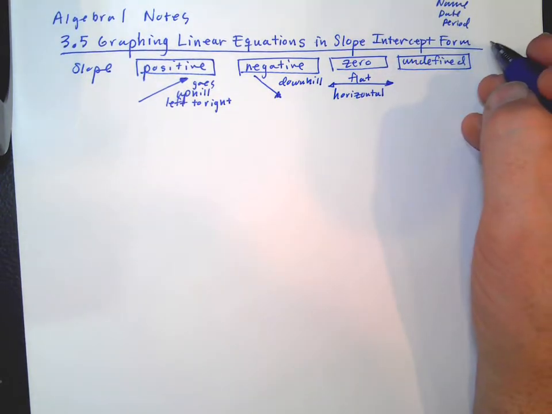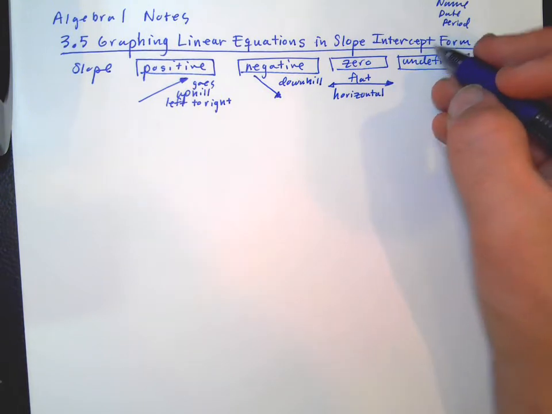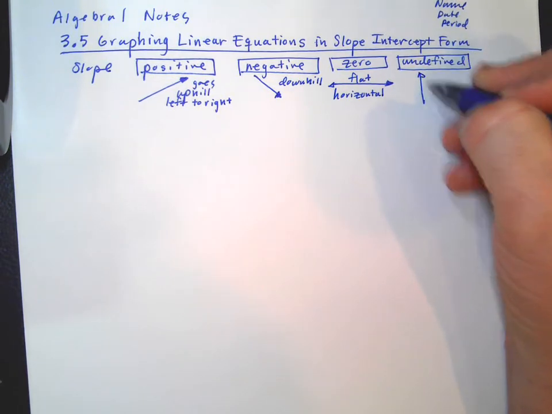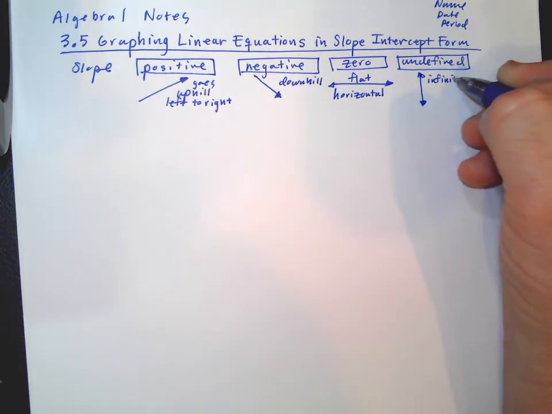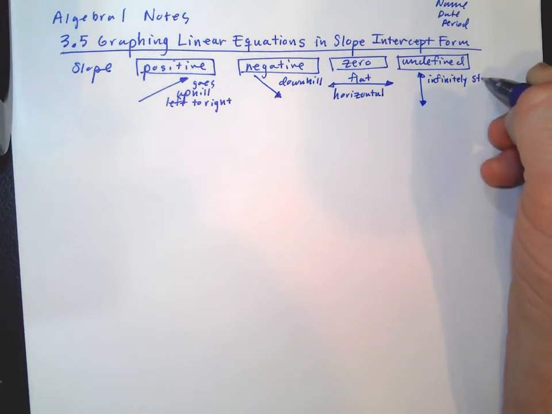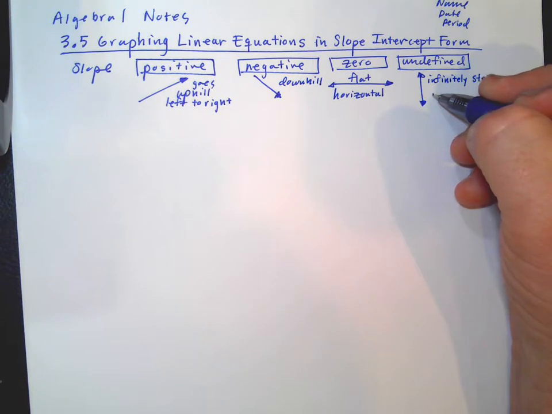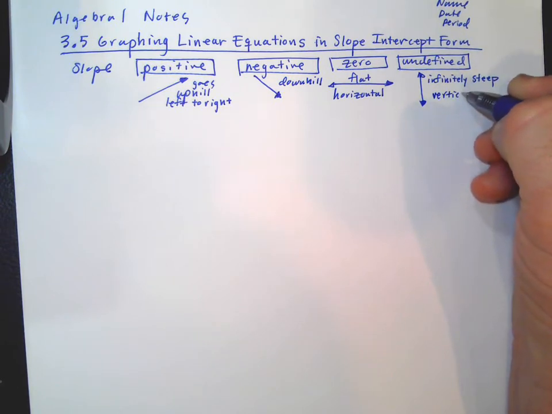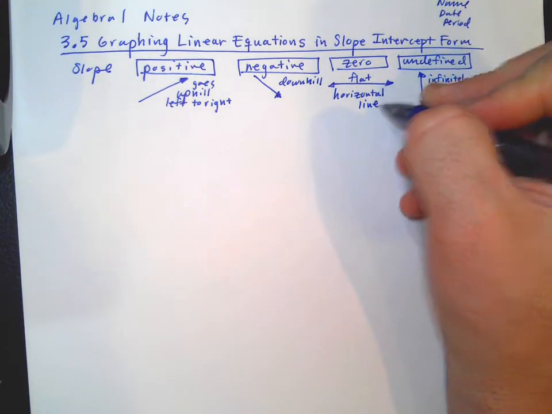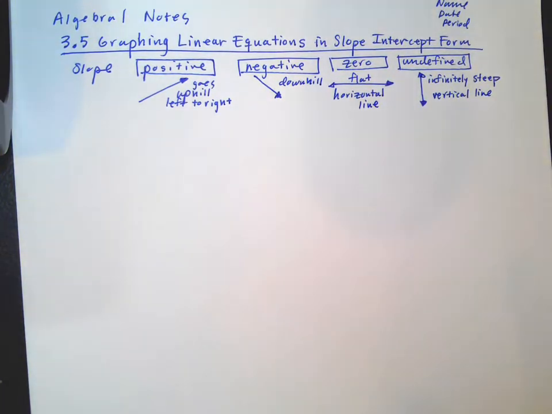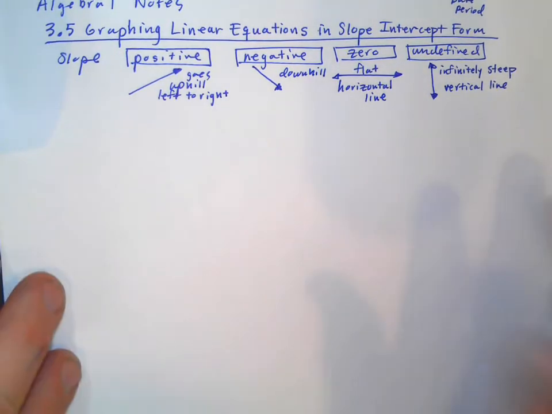So slope is steepness, right? So if something's not steep at all, then it's flat. Undefined is infinitely steep. It is so steep, we can't give it a number. It's undefined, okay? And that's a vertical line. So those are the four kind of major categories. You might be asked to identify if the slope is positive, negative, 0, or undefined.